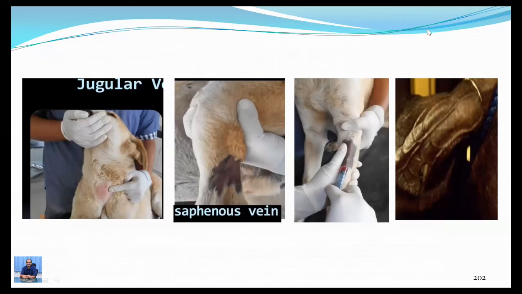Sir, like in humans, we use drip injection. Can it be used in animals? What is that drip? Sir, it's a slow injection, drop by drop injection. Yes, it can be given drop by drop. Most of the fluids should not be given very fast.